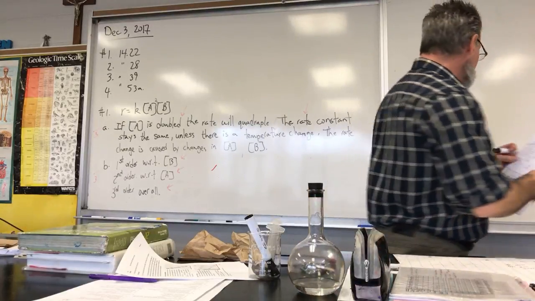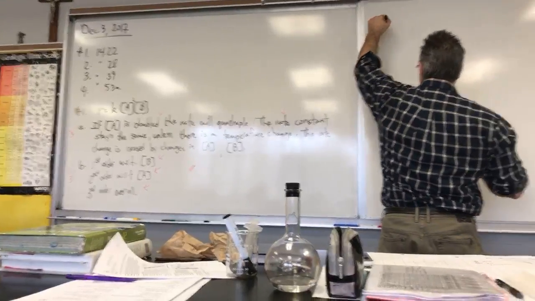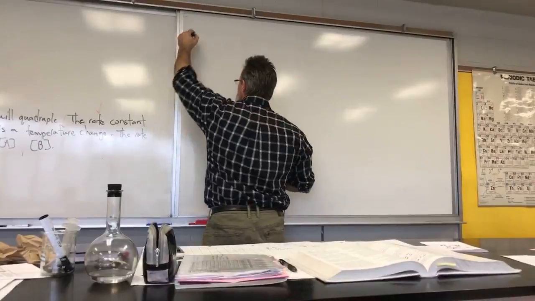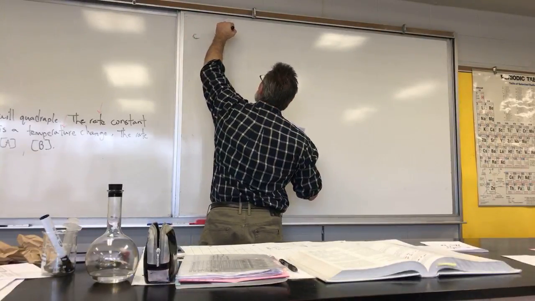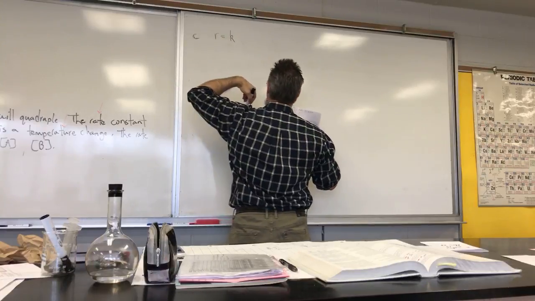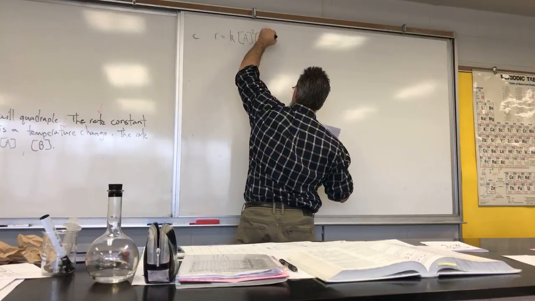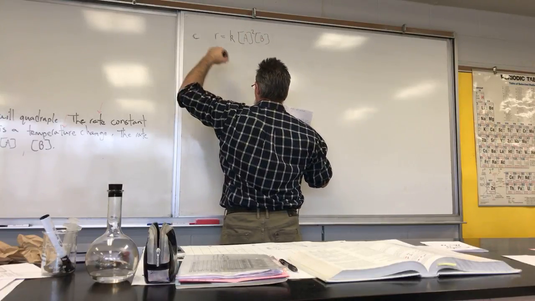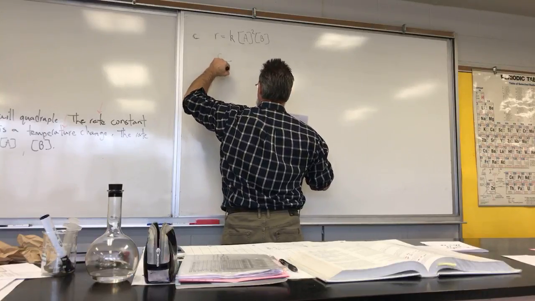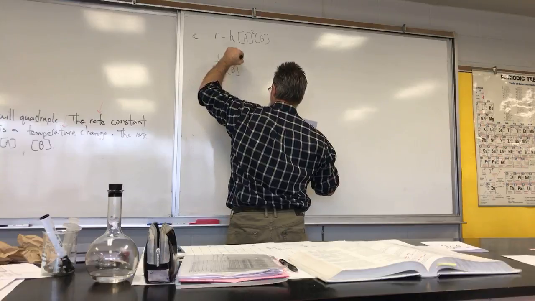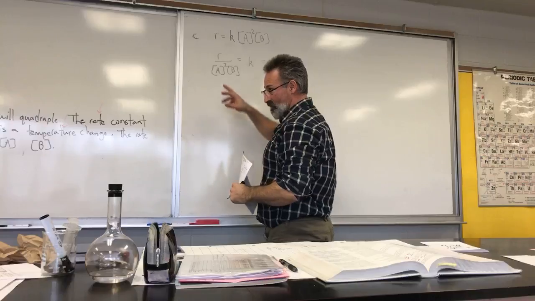For part C, you're asked to find the units of the rate constant. We start off with the reaction rate. The rate of the reaction is equal to the rate constant K times the concentration of A squared times the concentration of B. We're going to solve for K. So we're going to transpose these 2 things and put them under there, and we'll get this. Then we're just going to put in what the units are for each one of these things.